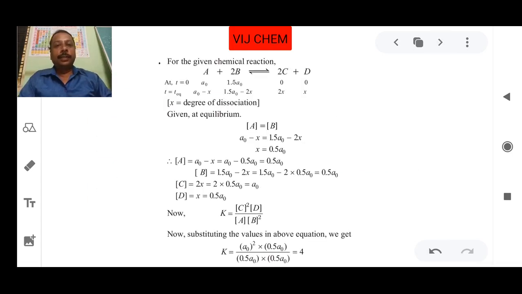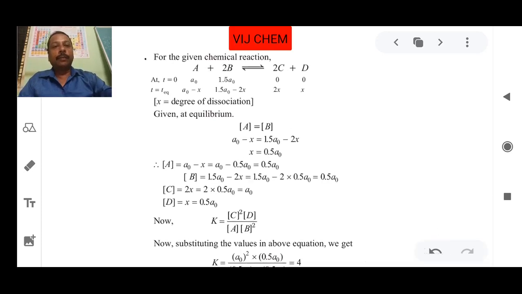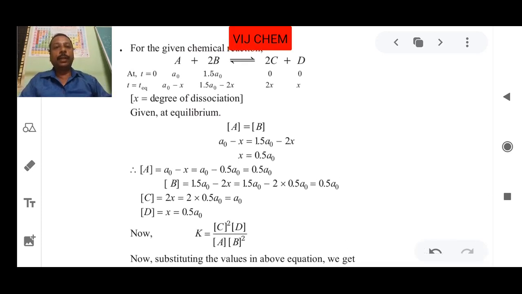Here is the large calculation. Okay, here I will show you. Given reaction is A plus 2B gives 2C plus D. So initial moles of A I am taking as A naught, so B will be 1.5 times, so 1.5 into A naught. As it is 0, C and D will be 0.